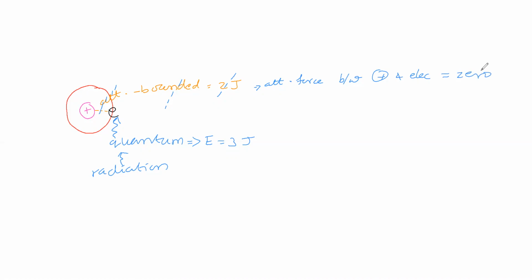Attractive force between nucleus and electron becomes 0. This indicates that the distance between nucleus and electron is infinity. That means there is no attraction between nucleus and electron. That means the electron is not under the control of the nucleus.